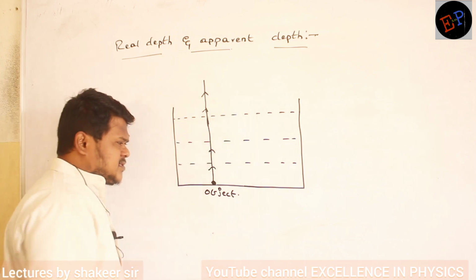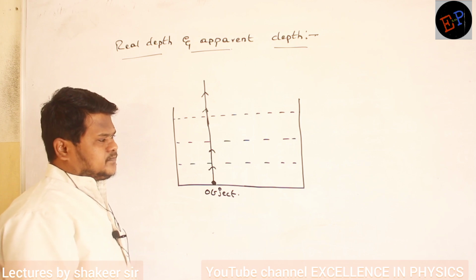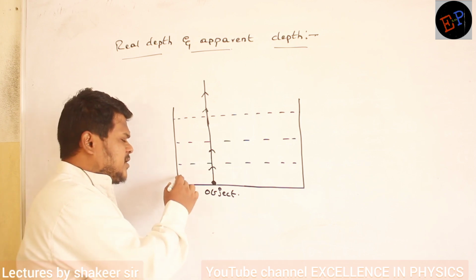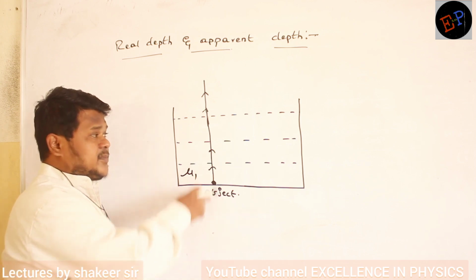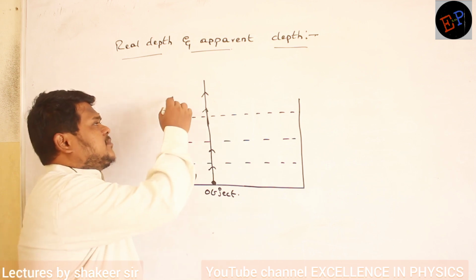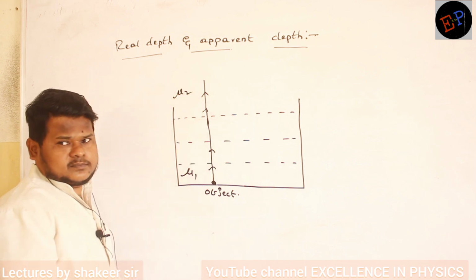Now in this condition, which is the first medium, which is the second medium? This becomes the first medium because light is entering from here. And which is the second medium? Air is the second medium. Are you able to understand?